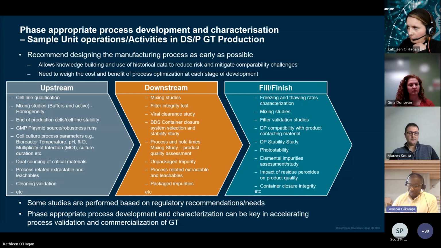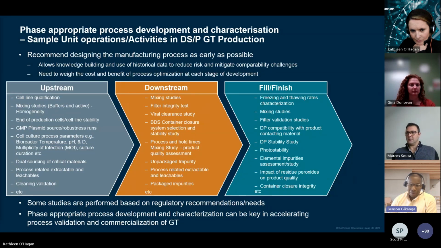And then back to my favorite topic, extractables and leachables. The reason why this is important, as you can see, it's popping up again in downstream. Especially when you're working with CGTs, and I'll get into this in just a minute, a lot of the materials that we use are susceptible to extractables and leachables because they are polymeric.